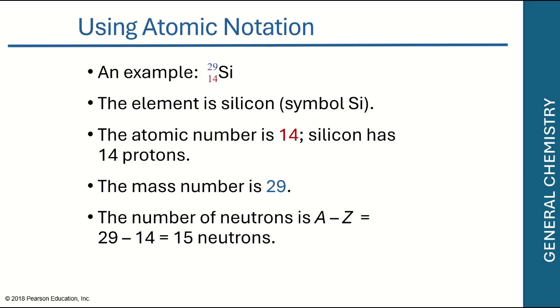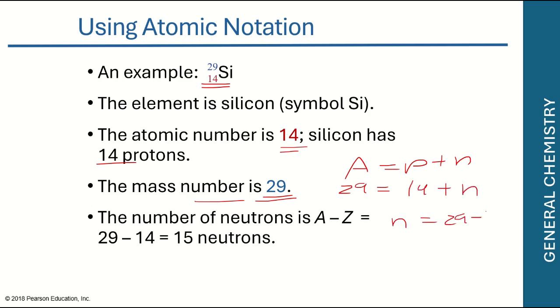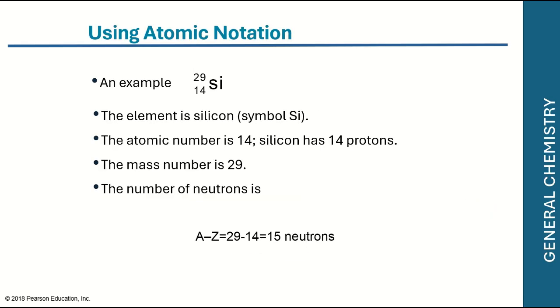An example here: the element is silicon. So we have 14 as the atomic number, so it has 14 protons. The mass is 29. I can find the neutrons easily, knowing that the mass is protons plus neutrons. Since you have the mass, which is 29, and the protons, which is 14, it will be 29 minus 14, and we have 15 neutrons.